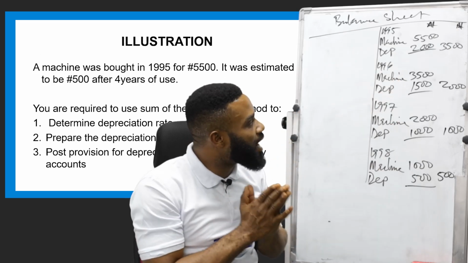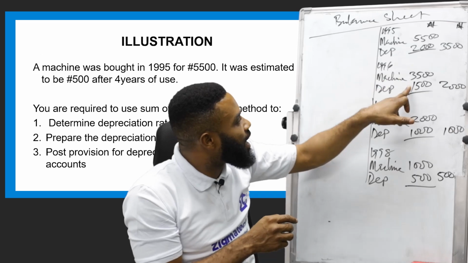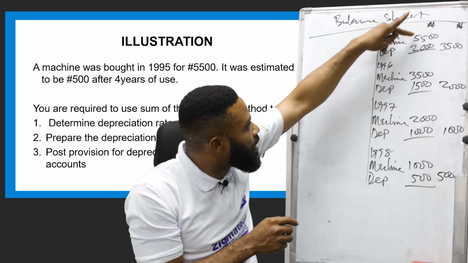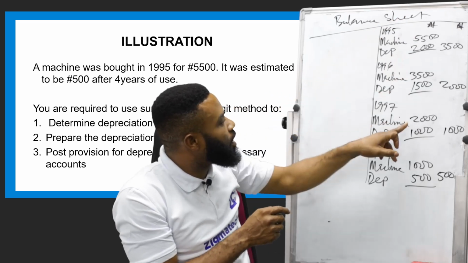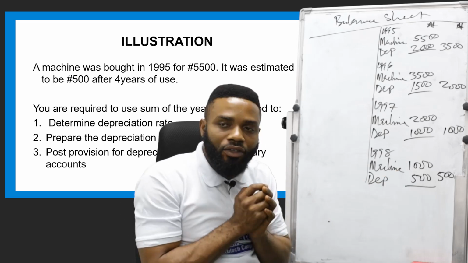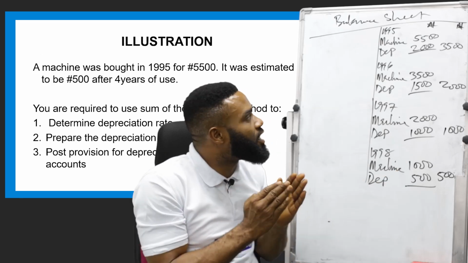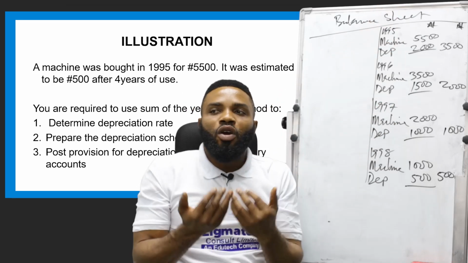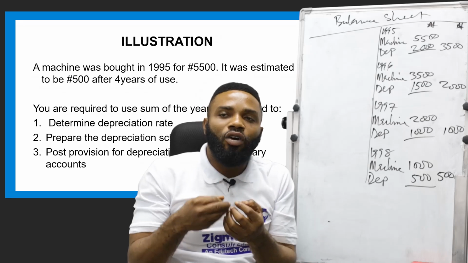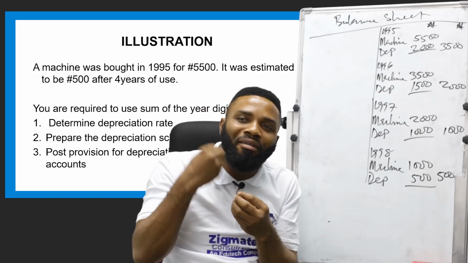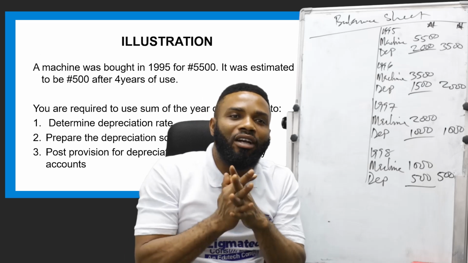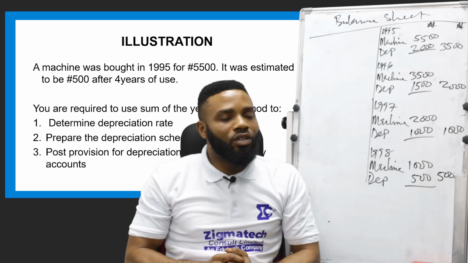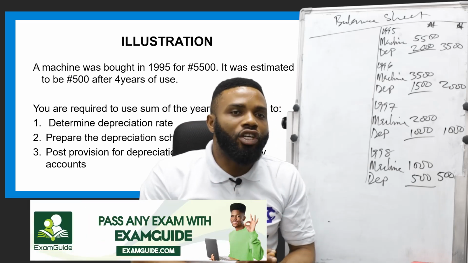If it is the diminishing balance method, what will be used to subtract here is just the accumulated depreciation. The cost here will be 5,500, 5,500, 5,500, 5,500. But now that it is the sum of the year digit method, you can see that the cost has changed. They can ask you which accounting method charges depreciation on the residual value? The only method that does that is the reducing balance, what's it called? A sum of the year digit method.